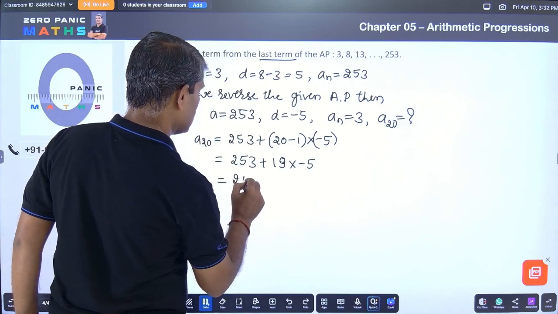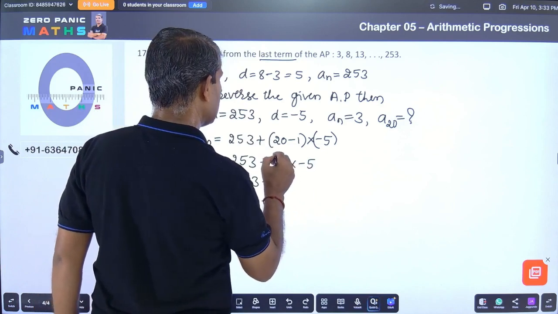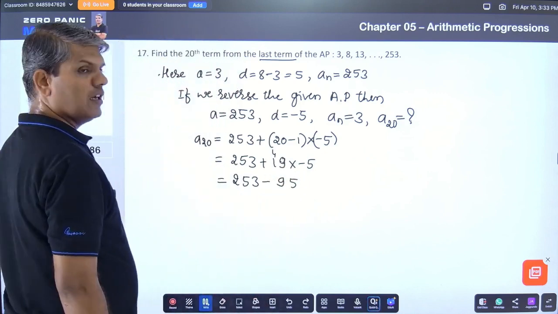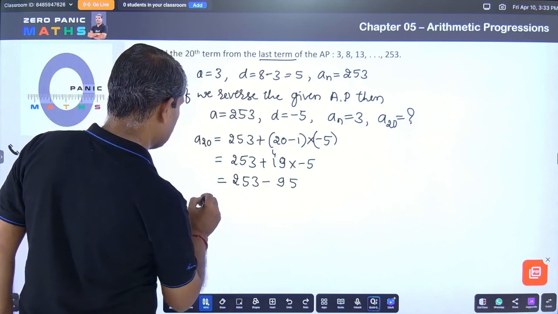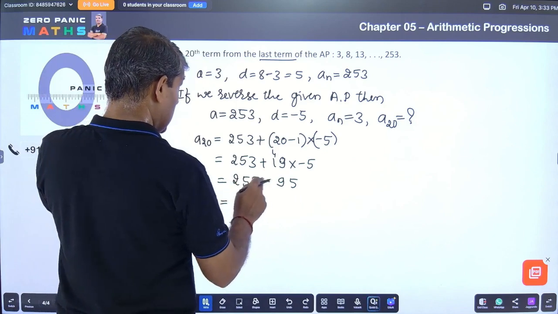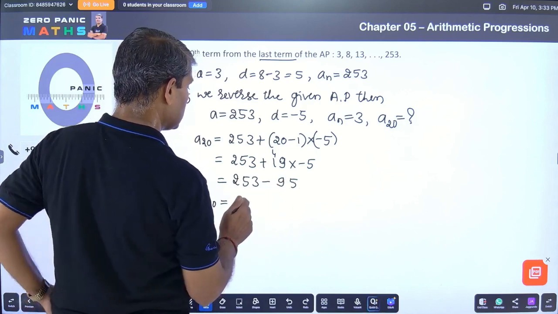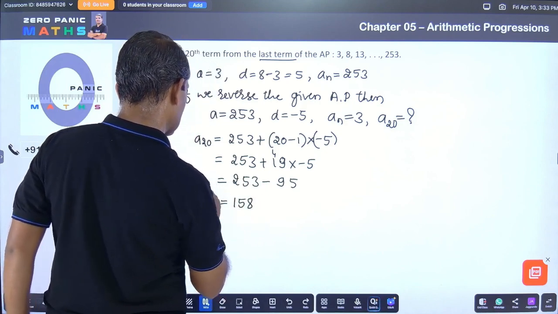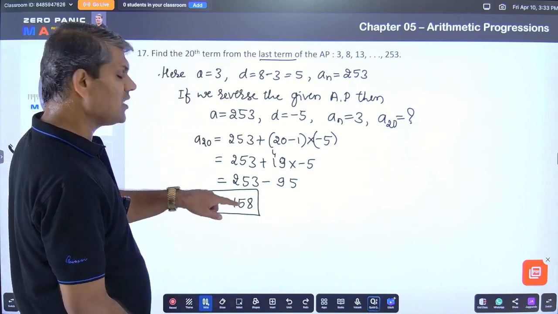So 253 is going to be minus, 5 nines are 45, 5 ones are 5, so 95. What is 253 minus 95? That is the value of the 20th term. Subtract 90 first, that is 163, minus 5, it is 158. So the 20th term from last is 158 for this.